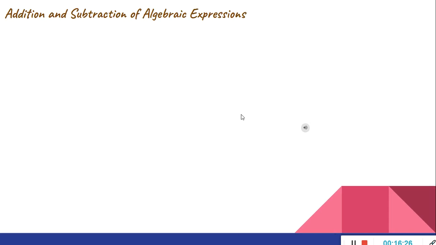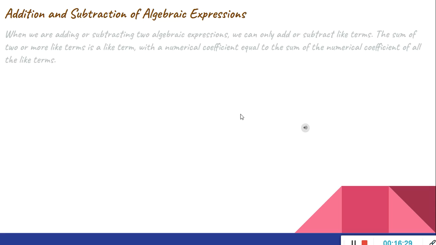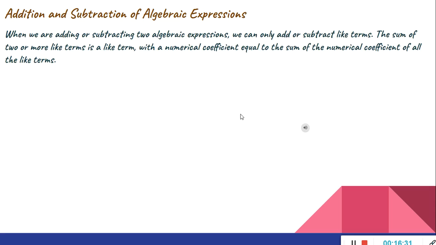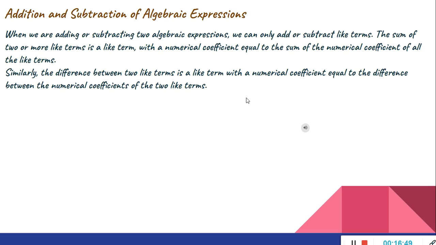Next topic is addition and subtraction of algebraic expressions. When we are adding or subtracting two algebraic expressions, we can only add or subtract like terms. The sum of two or more like terms is a like term with a numerical coefficient equal to the sum of the numerical coefficients of all the like terms. Similarly, the difference between two like terms is a like term with numerical coefficient equal to the difference between the numerical coefficients of the two like terms.